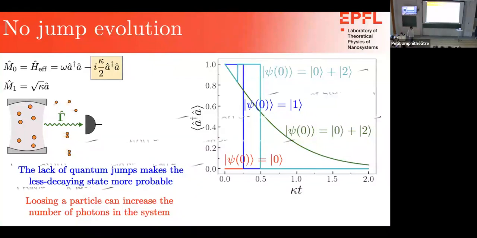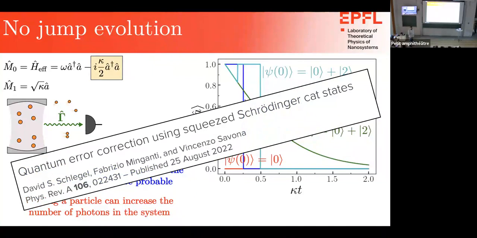But if you are curious, we published an article based on this principle where you use squeezing, which is typically a quantum resource, which does the same trick, putting 0 plus 2 plus 4 plus 6. And then the fact that the number of photons increases when you lose a particle is what you use to perform error correction. More on error correction later.